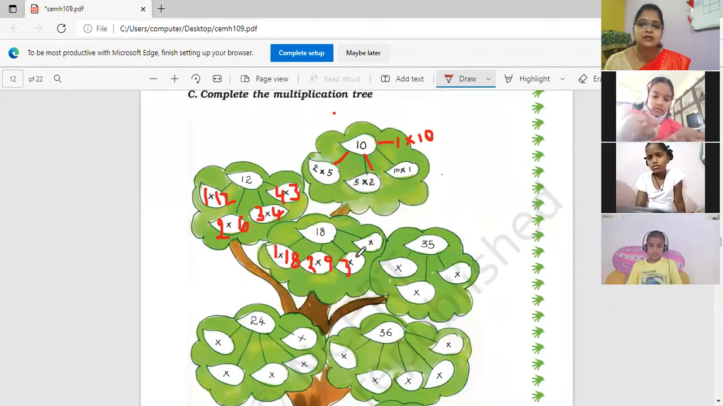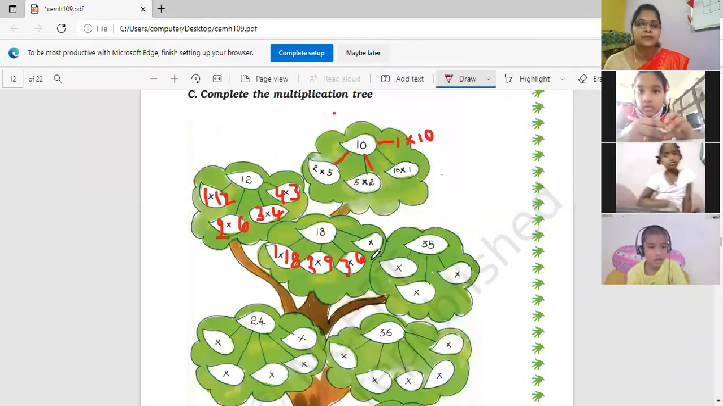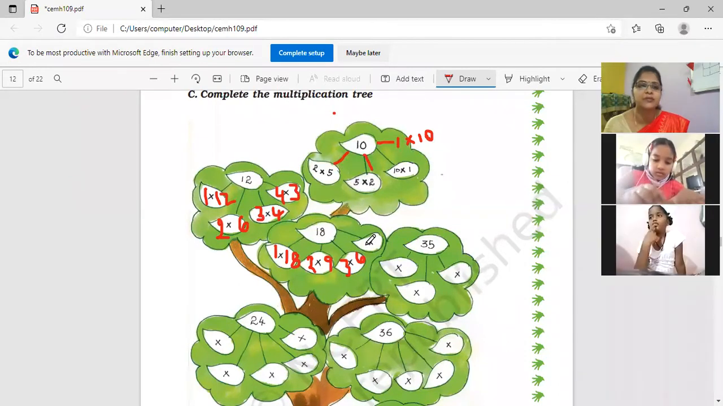What next? Do we get 18 in the 4 table? 6th table, ma'am. Okay, fine. No, ma'am. There is no 18 in 4, 5. So he's going to the 6 table. Very good. 6 3s are 18. So simple way.